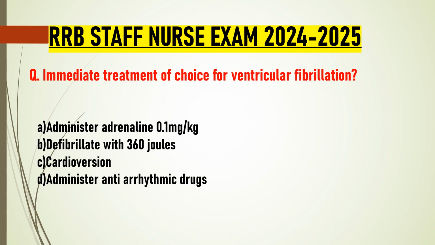Immediate treatment of choice for ventricular fibrillation. Options are: option A, administer adrenaline 0.1 mg per kg; option B, defibrillate with 360 joules; option C, cardioversion; option D, administer antiarrhythmic drugs. So the answer is option B, defibrillate with 360 joules.